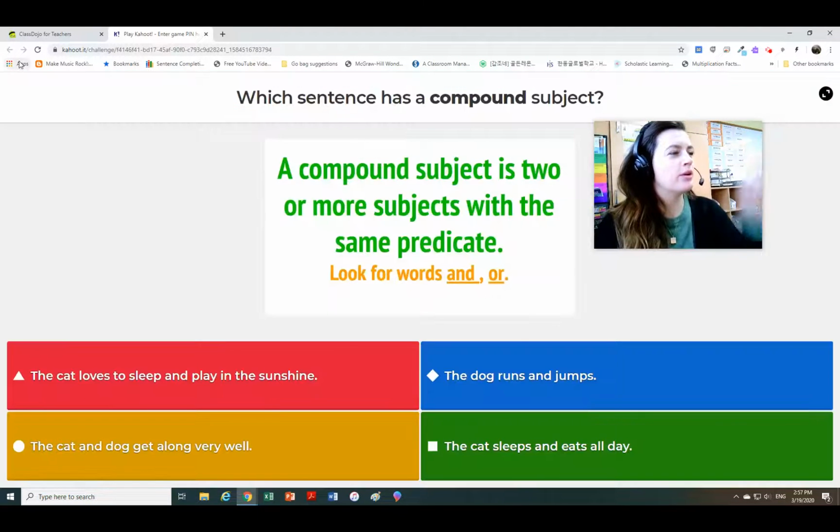Oh, there, we're on number 9. It said it on the corner. Yay! Okay.